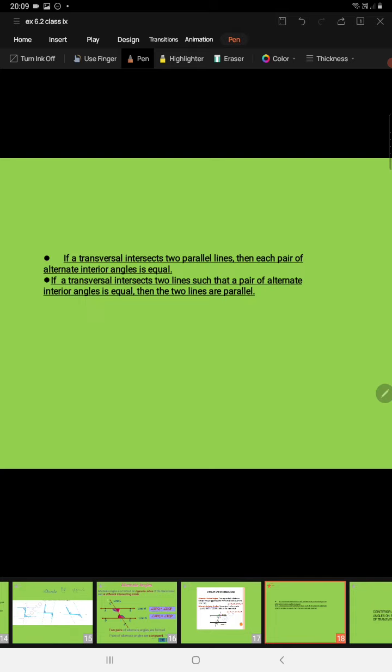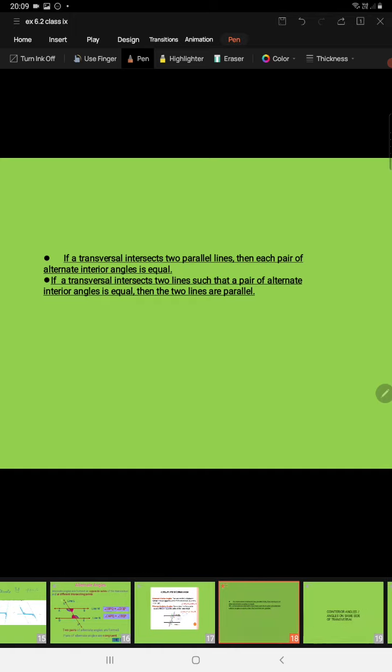And the axiom related to alternate angles is that if a transversal intersects two parallel lines, then each pair of alternate interior angles is equal. And if a transversal intersects two lines, and it is not given whether they are parallel or not, if the pair of alternate interior angles is equal, then the two lines will be parallel.